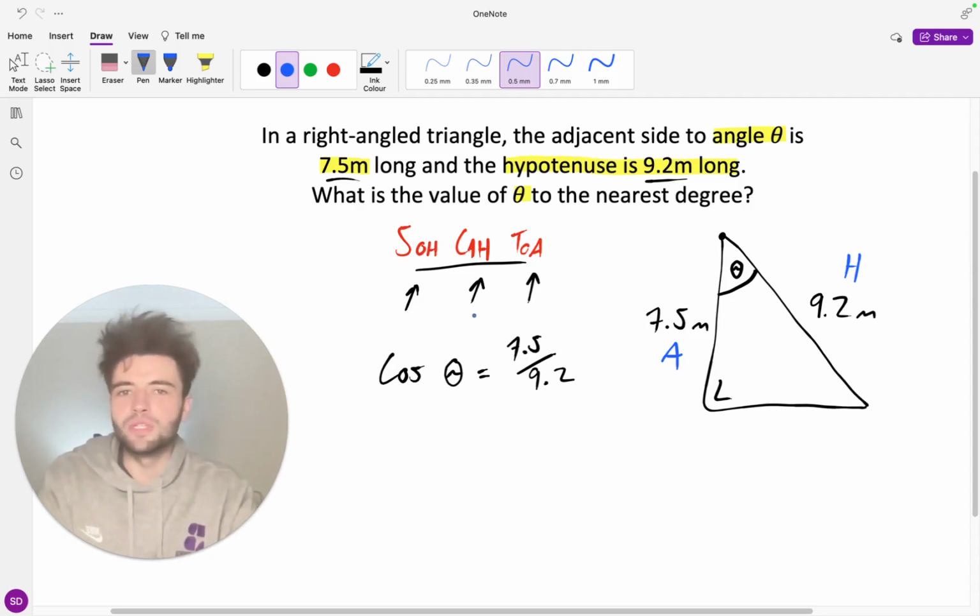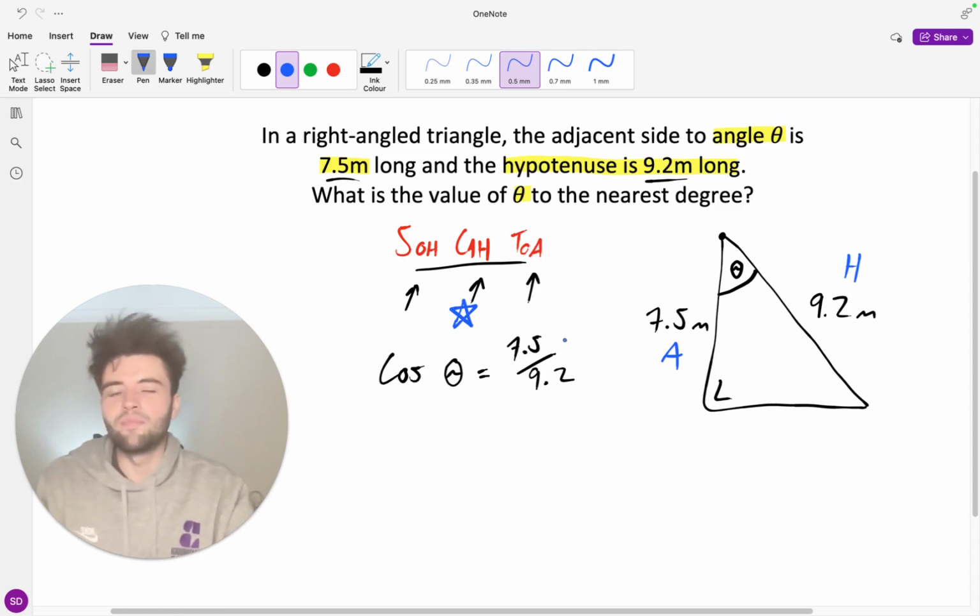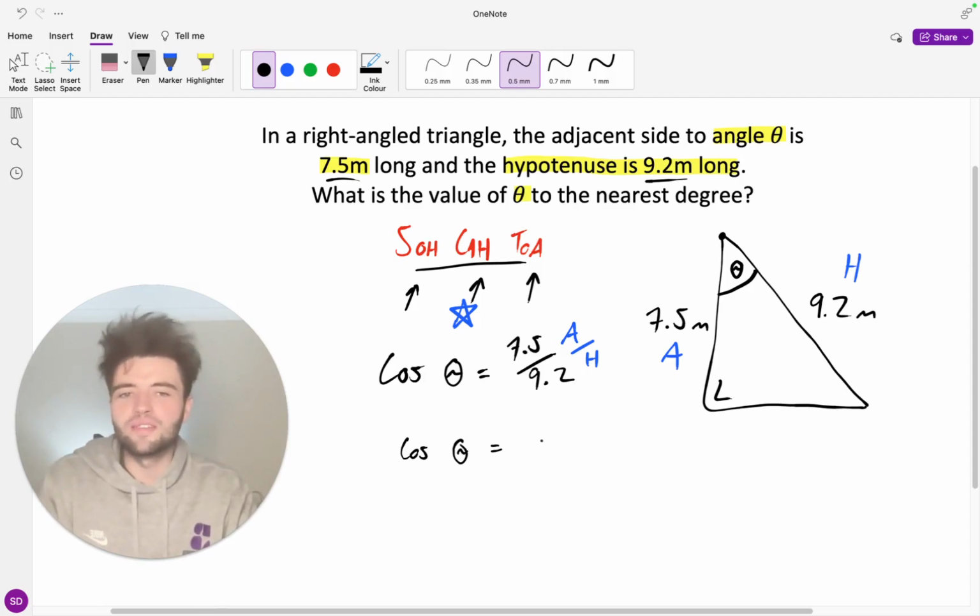And just a reminder, this is coming straight from SOHCAHTOA. So this is coming straight from our rule for our trig identities, just to remember them. So cos is equal to the adjacent over the hypotenuse, so that's going to be, if we just write our letters here, A over H, so hopefully that's making sense. So when we simplify what's on the right hand side, we're going to get 0.8152. That is basically 7.5 divided by 9.2.